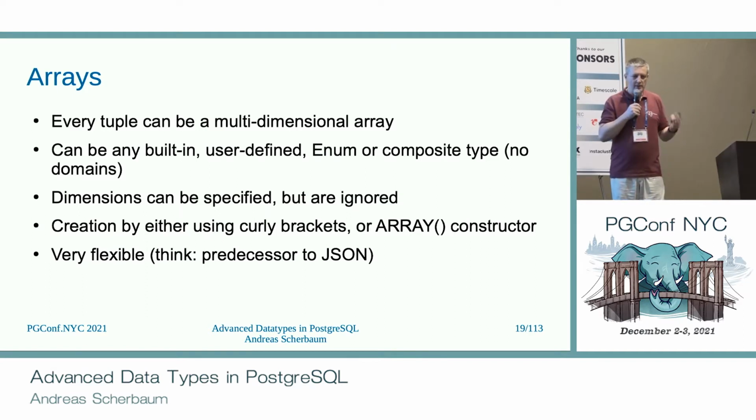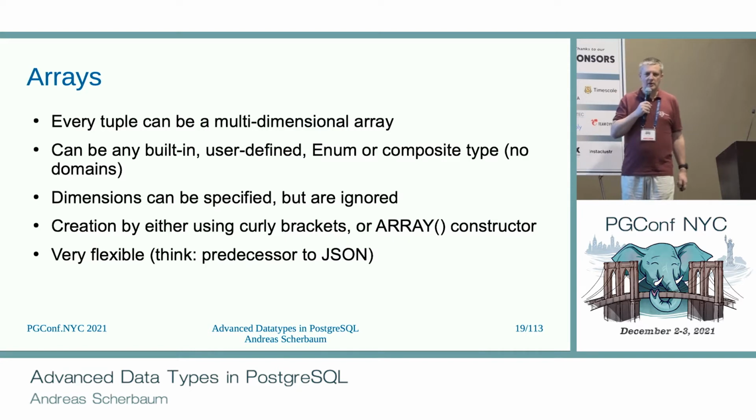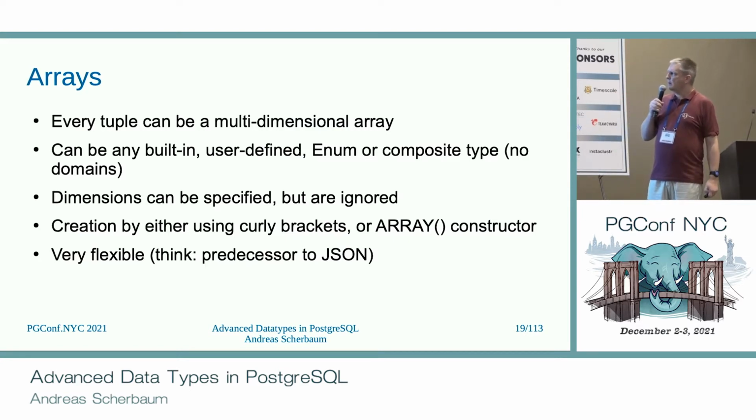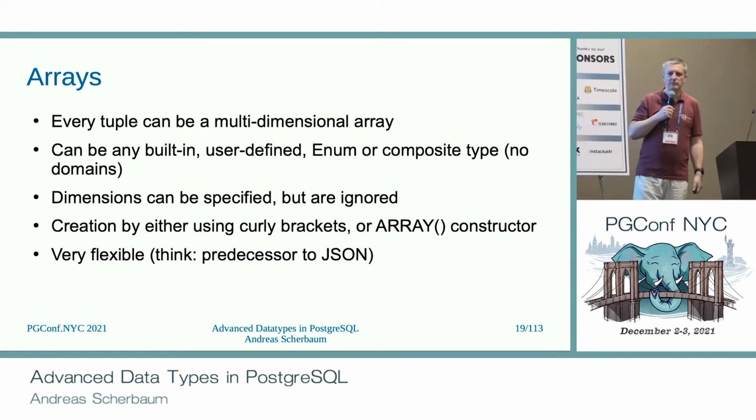Basically, every tuple you have in Postgres can be a multidimensional array. It can be user-defined, it can be an ENUM composite type, but it cannot be a domain. You can specify dimensions in Postgres, but they are ignored, at least for arrays. A couple different ways how you can create an array, and I will show you examples. Before we had JSON in Postgres, this was basically the go-to way to group data together. Now these days, you less and less see arrays. Most people actually move to JSON.